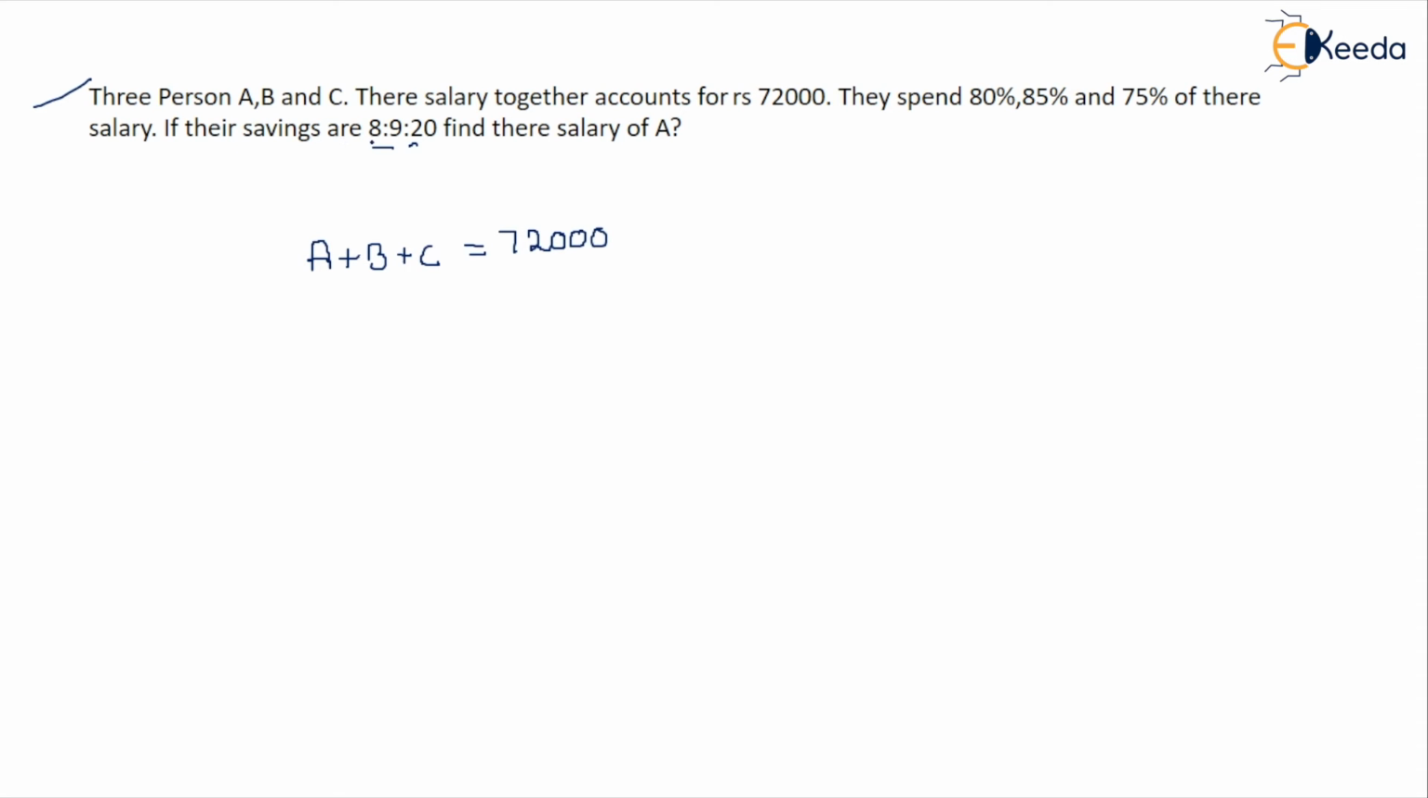So you know that savings of A is 8, savings of B is 9, and savings of C is 20. So this is generally a ratio. This is their expenditure, and if from 100% I minus the expenditure, whatever I am left with is my saving. So I can simply write that A spends 80% of his salary, so the remaining 20% of his salary is his saving, right? Similarly, B has 15% of his salary remaining, that is his saving, and C has 25% of his salary remaining, that is his saving.